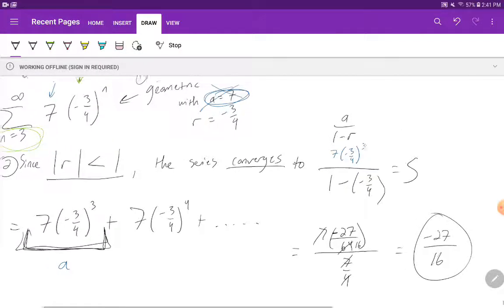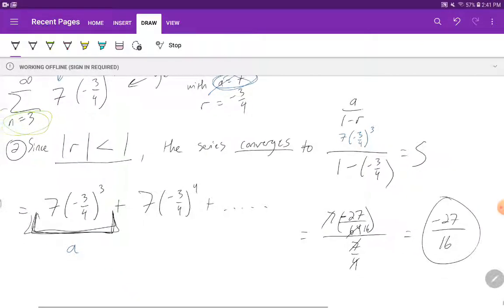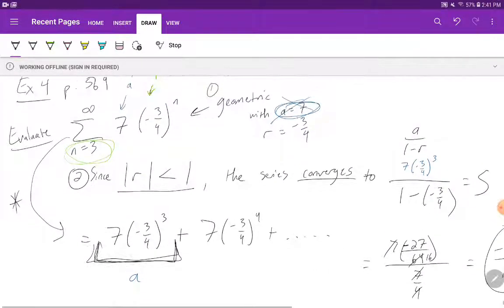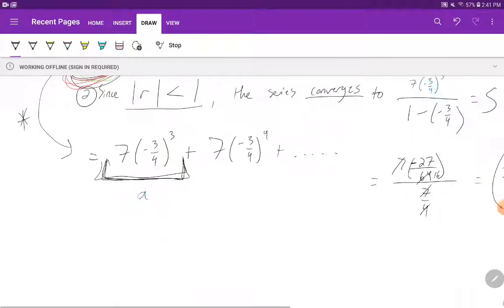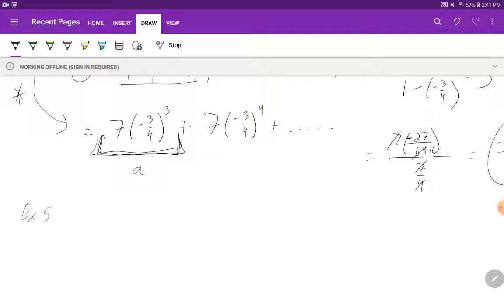All right, so that was example 4. Once again, look out for your index. Your index is really, really important. Okay, it's a small number, but it has a big impact. All right, example 5. Example 5 is, I like this one.